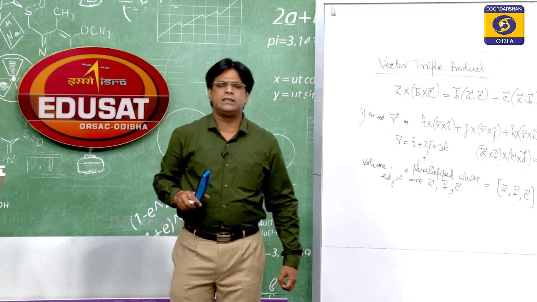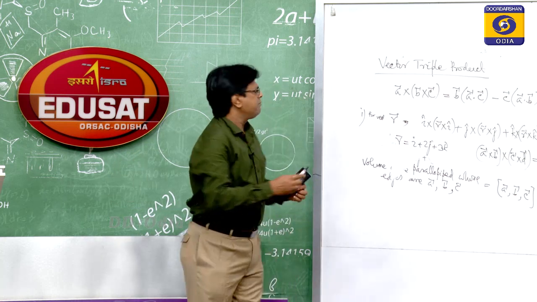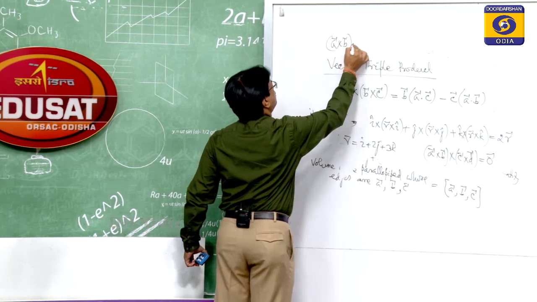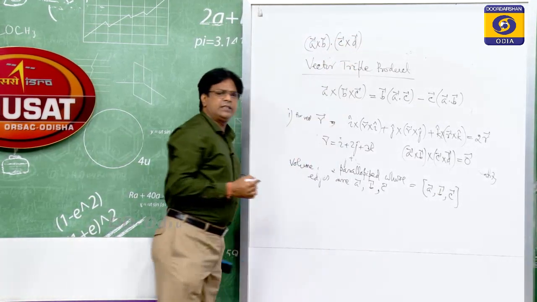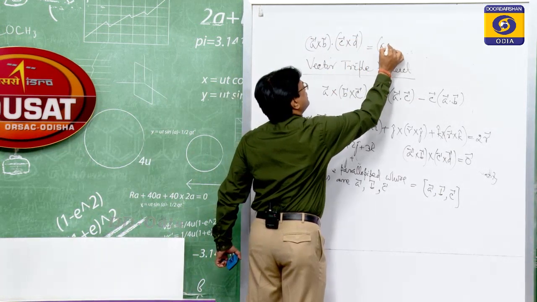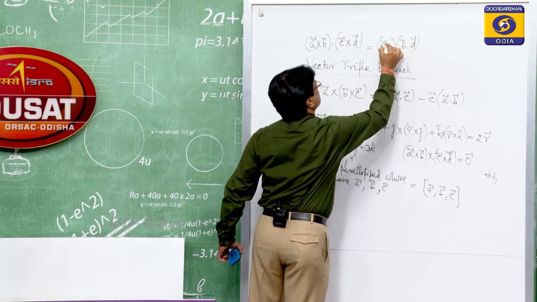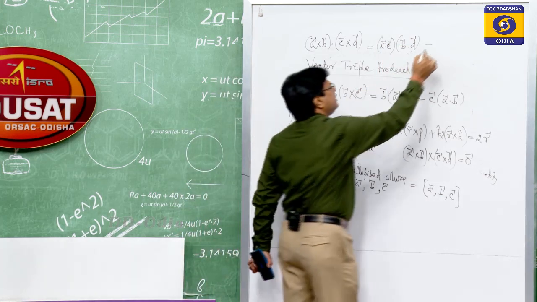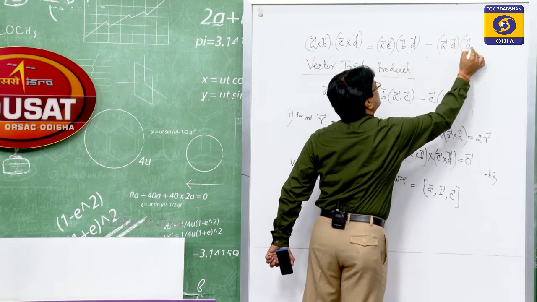Again, for the 4 vectors A, B, C, D, we have (A cross B) dot (C cross D). Then we can say it is (A dot C)(B dot D) minus (A dot D) into (B dot C).